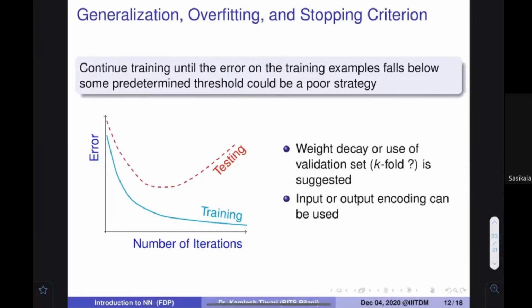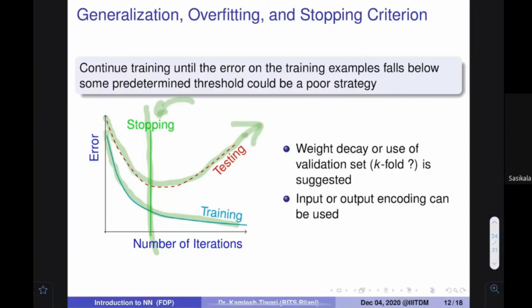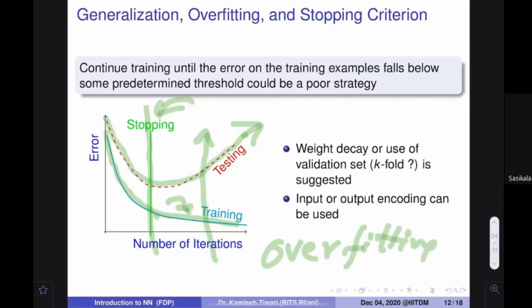So ultimately you should stop at this particular point. What you expect is that on the training data your error keeps reducing, but on the testing data your error actually increases. This is another effect that happens. It is better to stop at this point. If you don't stop and keep decreasing your training error, your testing error becomes very high, and this is called overfitting. So you want to reduce the overfitting. Make sense?